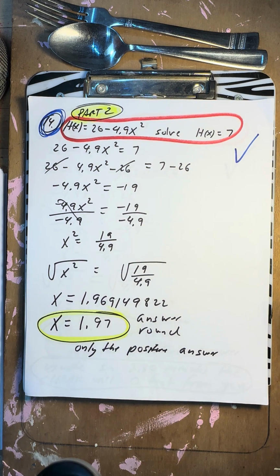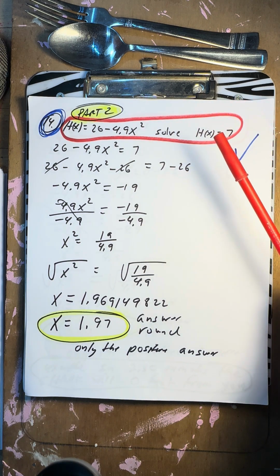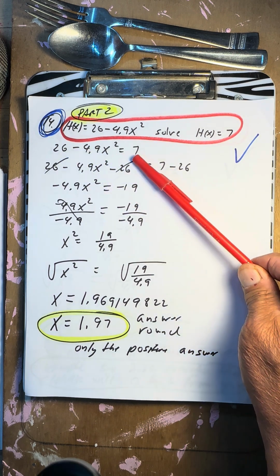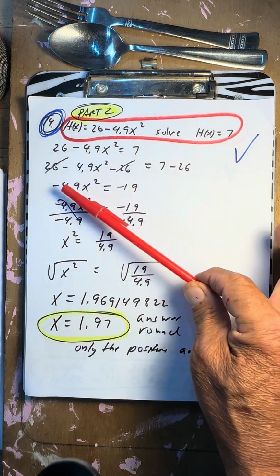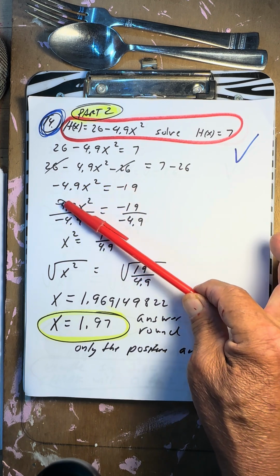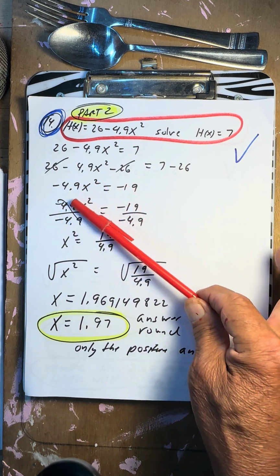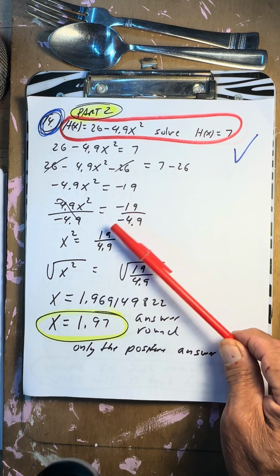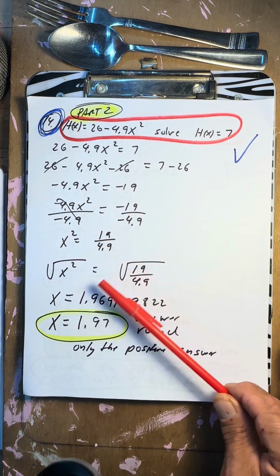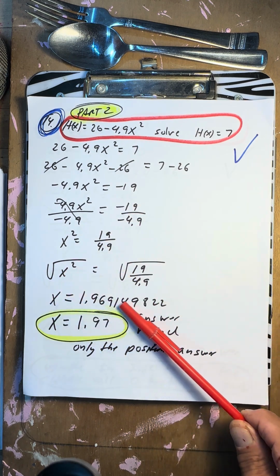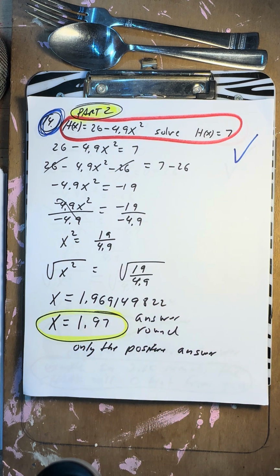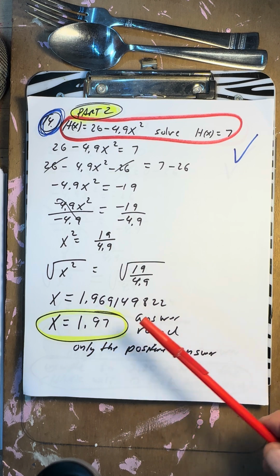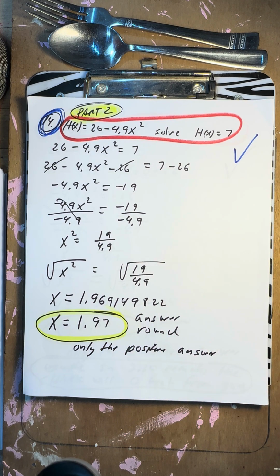This one says when is h of x equals 7. So all this equals 7. Now let's solve this. Subtract 26 from both sides, so we have this equals that. Divide by negative 4.9. x squared equals, negative by negative is positive. Take the square root of this, so x equals all this. Round it to 1.97. So at 1.97, you will get 7.